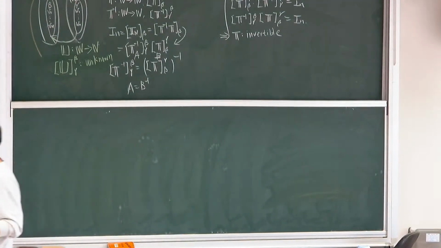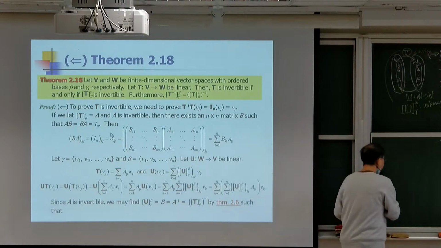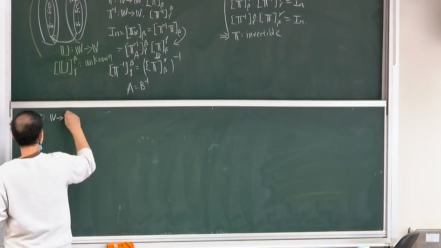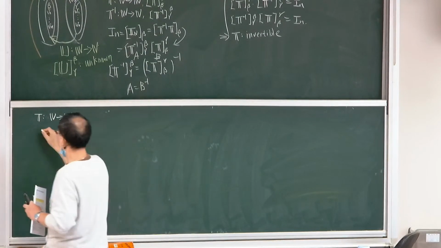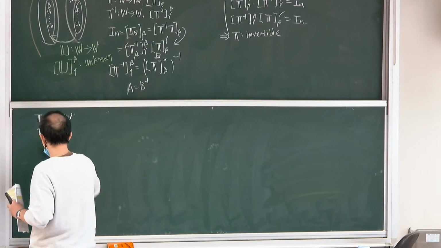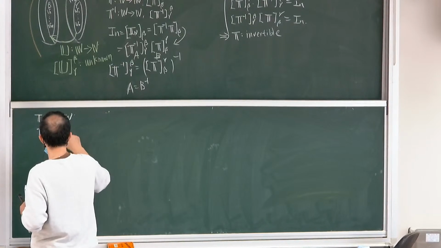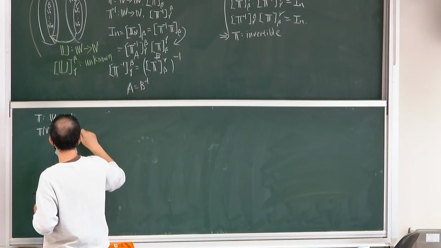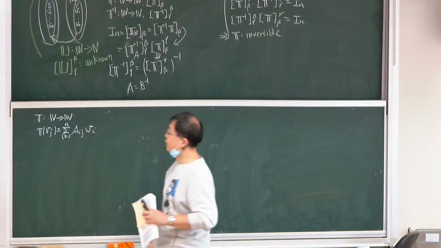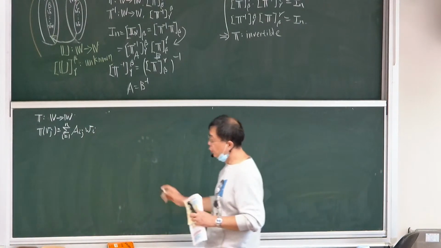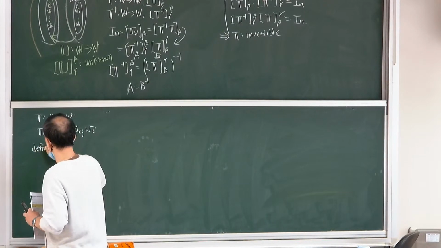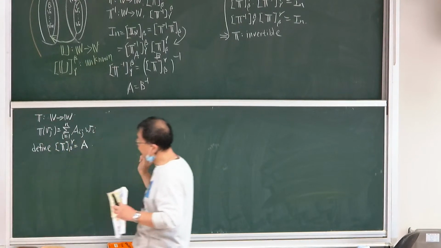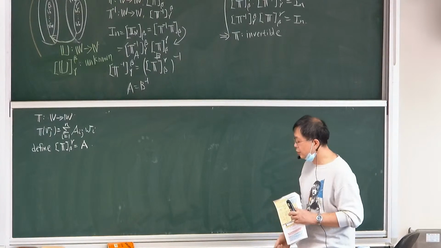Okay, by definition, we know T is from V to W. So we can always express T(vj) equals summation i equals 1 to n of a_ij times w_i, because we have already defined the matrix representation of T from beta to gamma equals A. So we can always write it this way.